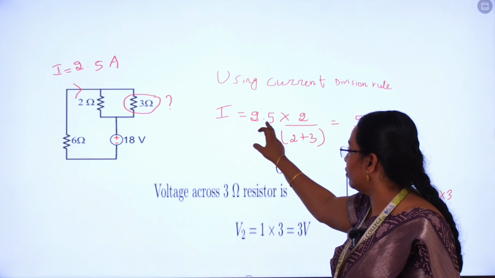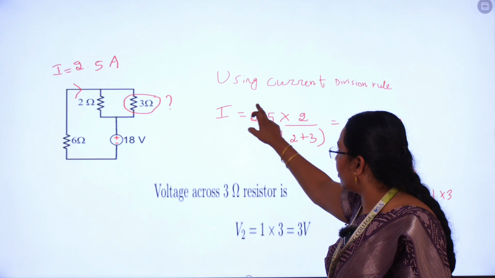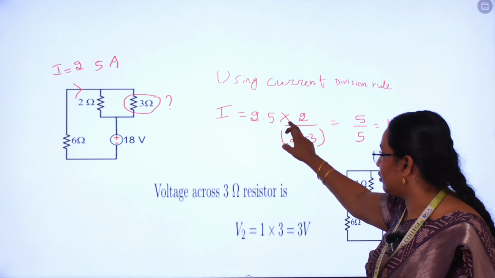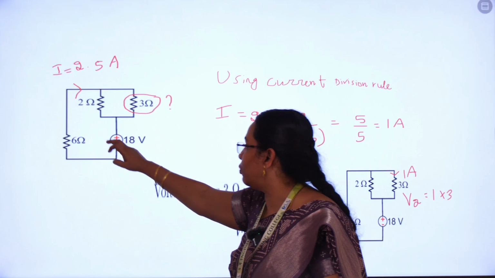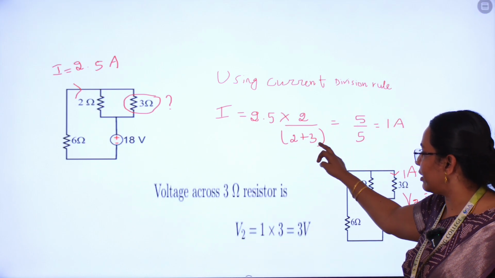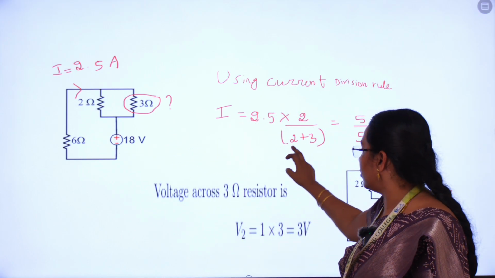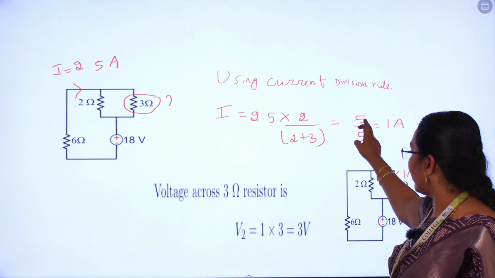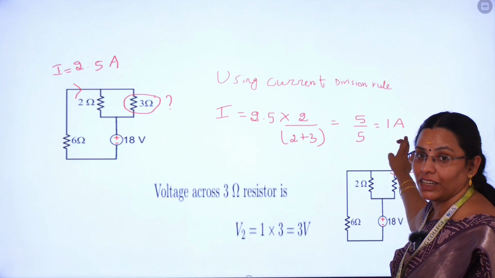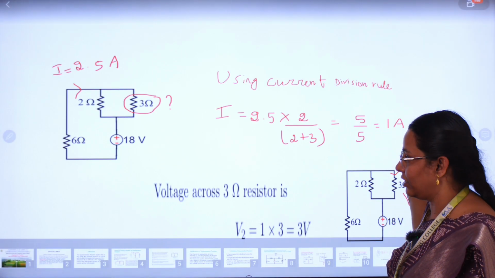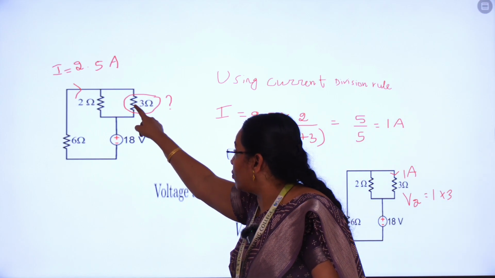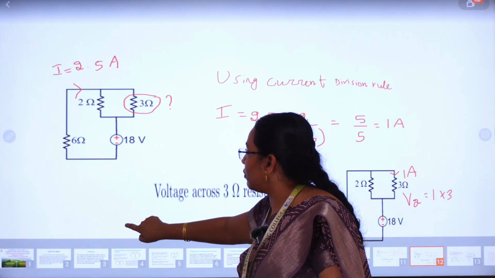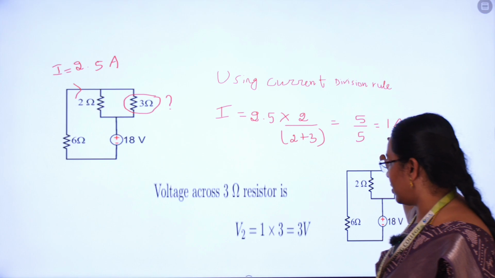So I equal to 2.5, the total current, into, what is the opposite resistance for the 3 ohm? 2 ohm. So 2 divided by the total resistance, 2 plus 3. So 5 divided by 5. We get 1 amp current. Okay, so we found the current flowing through the 3 ohm is 1 amp.